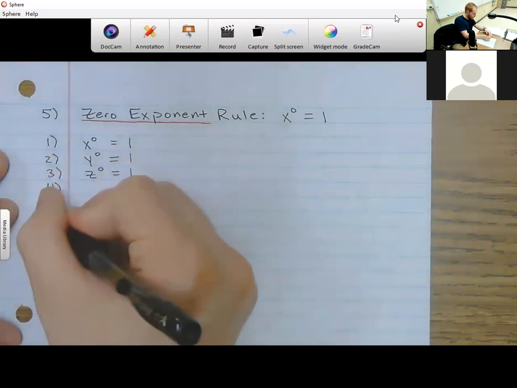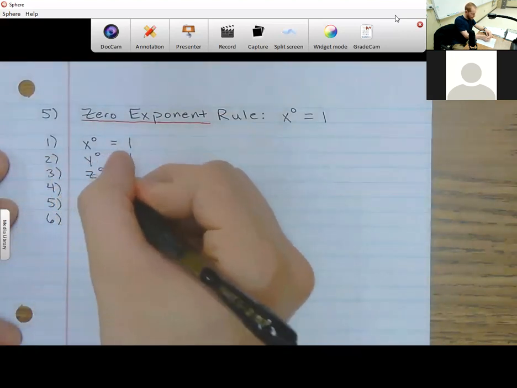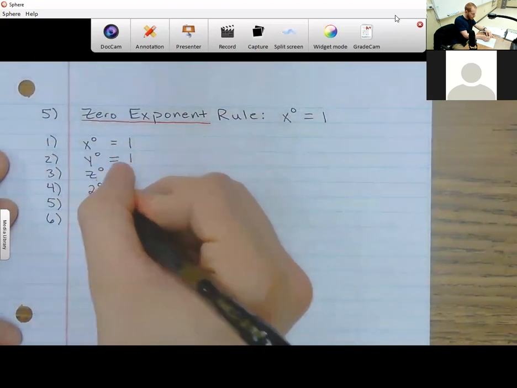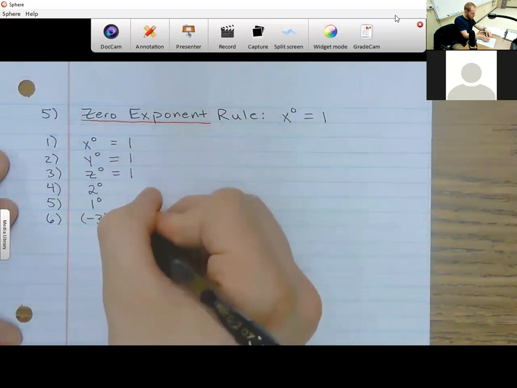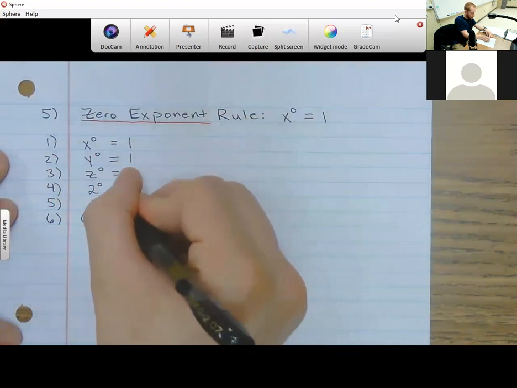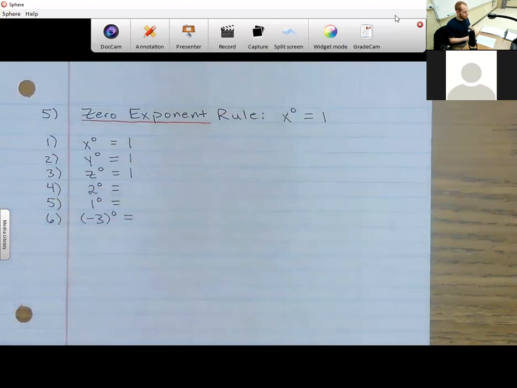4, 5, and 6. Here I have 2 to the 0 power. I've got 1 to the 0 power. And I've got -3 to the 0 power. So we're going to be looking at what these 3 are. I'll give you a minute to go ahead and copy those down, and then we'll talk about them. And then hopefully, maybe if I have a little bit of time at the end, I can fully explain why this rule is true.